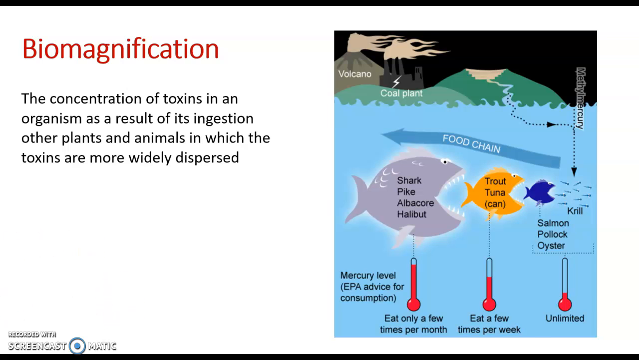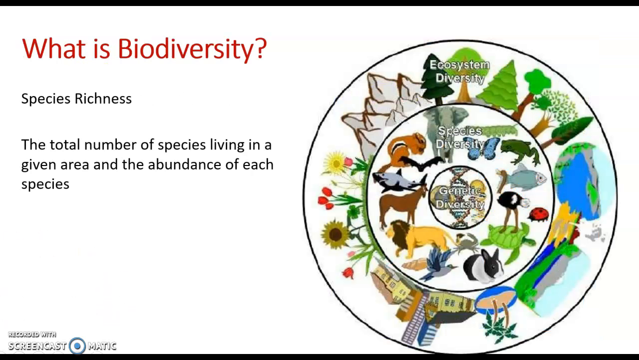Okay, our last two concepts that we're going to cover in this chapter are biodiversity and ecosystem functions. Both are used as ways of assessing the health of an ecosystem. So, has it been degraded at all?